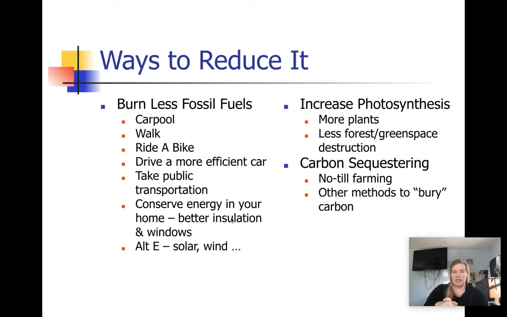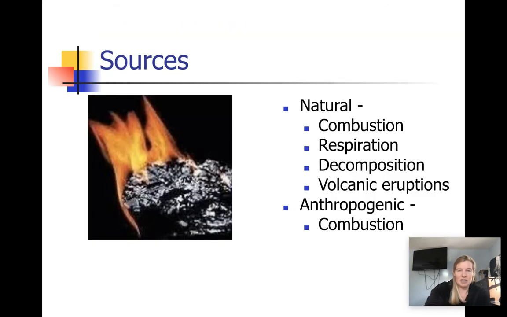How can we reduce it? You always have to go back to your sources. If I go back to my natural sources, I can't really reduce natural forest fires. Some of them are going to happen. Respiration, I'm not just going to go kill stuff. That would not be real ethical. So I can't really reduce respiration or decomposition as part of how matter cycles. I can't really control volcanic eruptions. So what I have to do is look at my anthropogenic, or human-caused, sources and think about how I could reduce those.